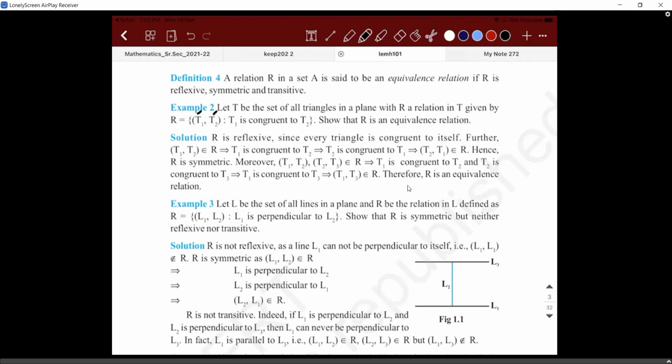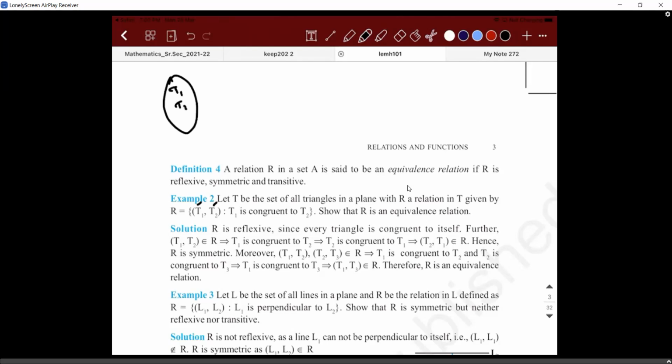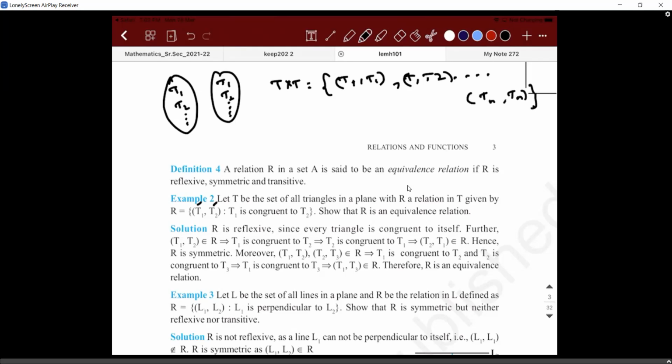How can I say it's a reflexive relation? For me to have a reflexive relation, how should the ordered pair look? Both the elements in the ordered pair should be the same. So I have triangles, let's say T1, T2, and so on. I have another set T1, T2, and so on. I will have the Cartesian product T cross T as what? T1, T1, T1, T2. It keeps on going like this. And what will be the last one? Tn comma Tn. Let's assume there are n triangles of that sort.